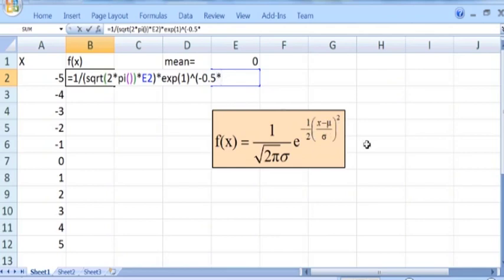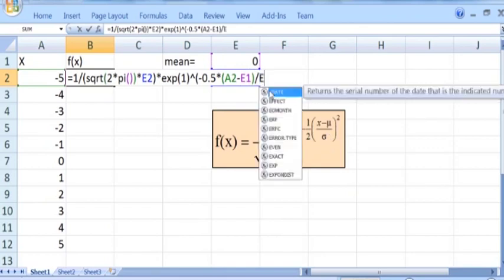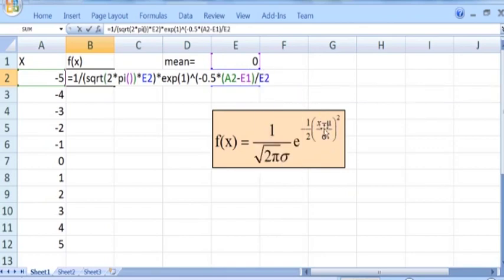x minus mu. So put parentheses, and instead of x write this first value of x, which is in A2, minus mu, mu is in mean, which is in E1, divided by sigma, sigma is in E2, and we have to take the square of this whole expression, x minus mu over sigma. So in order to square it, just put one more parenthesis.